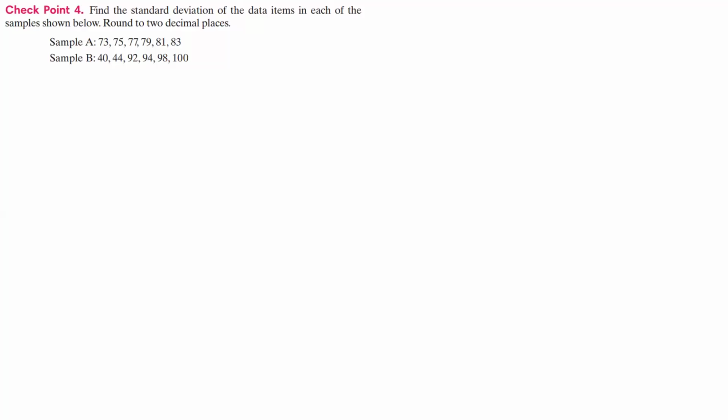All right, so here, this one says we're supposed to find the standard deviation of the data items in each of the samples shown below, round to 2 decimal places. So we've got 2 samples, and so what we need to do is let's do sample A over here, and we'll do sample B over here, and hopefully that's enough room to do those.